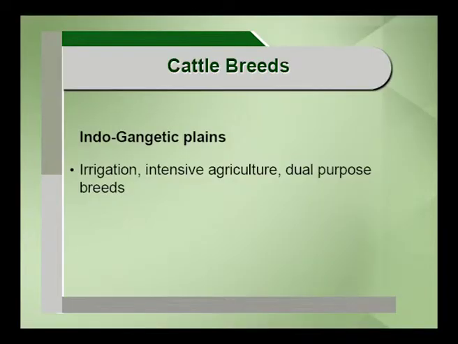And as far as the Indo-Gangetic plains are concerned, this particular region is known for irrigation facilities, and it is known for intensive agriculture practices. So since it is known for intensive agriculture practices, the main focus of the farmers is to go for dual purpose breeds.